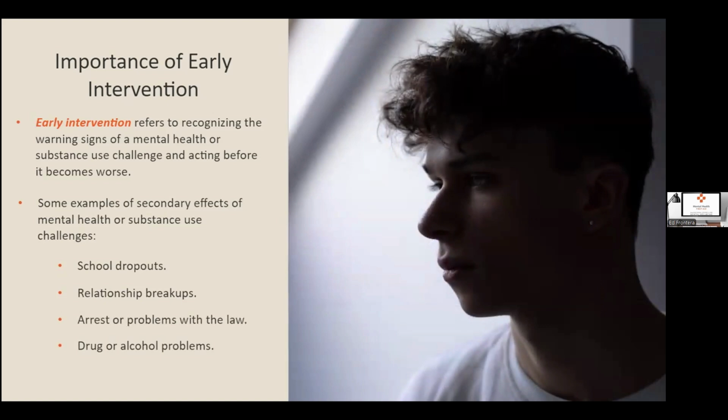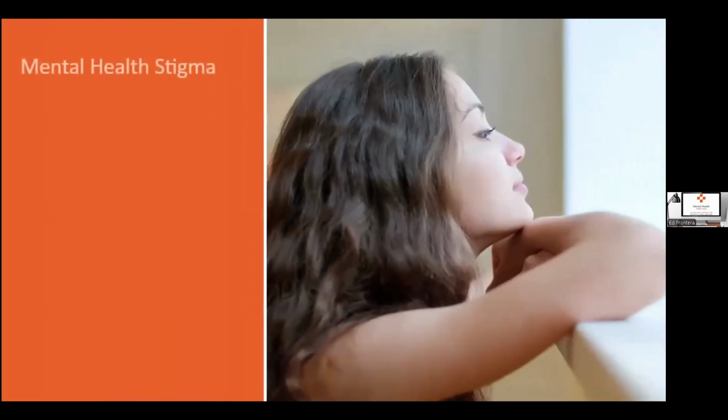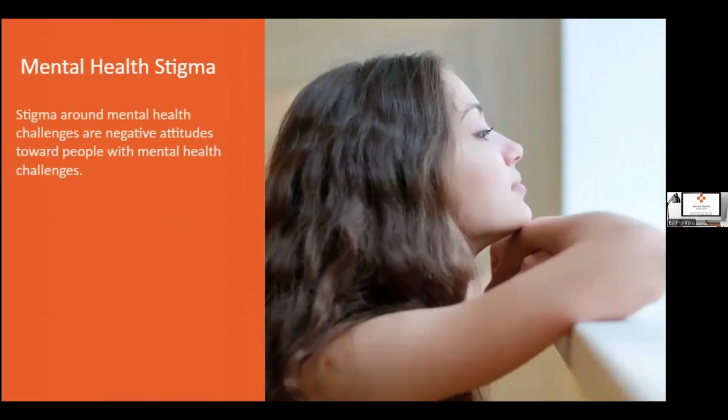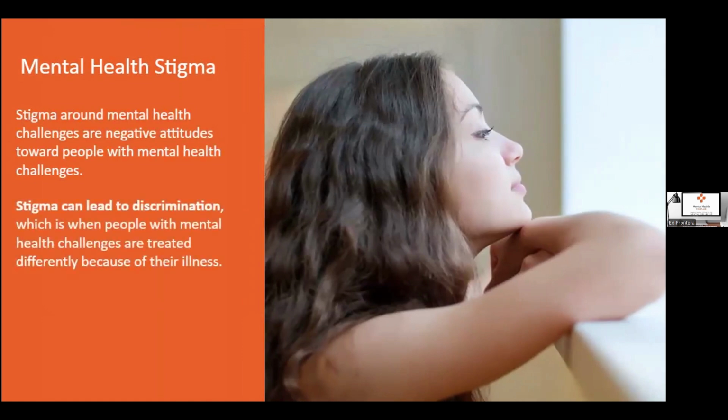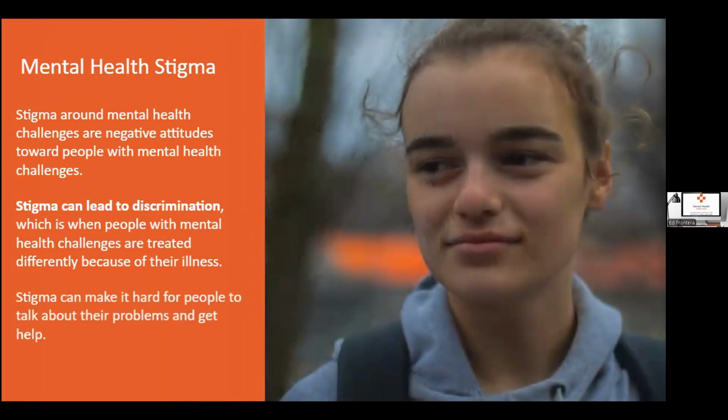Why do you think people are reluctant? Why do many not want to talk about changes in their mental health? Stigma around mental health challenges are negative attitudes toward people with mental health challenges. Stigma can lead to discrimination, which is when people with mental health challenges are treated differently because of their illness. Stigma can make it hard for people to talk about their problems and get help.